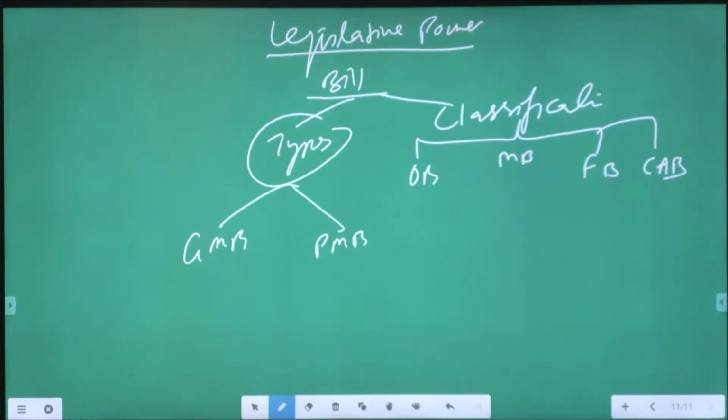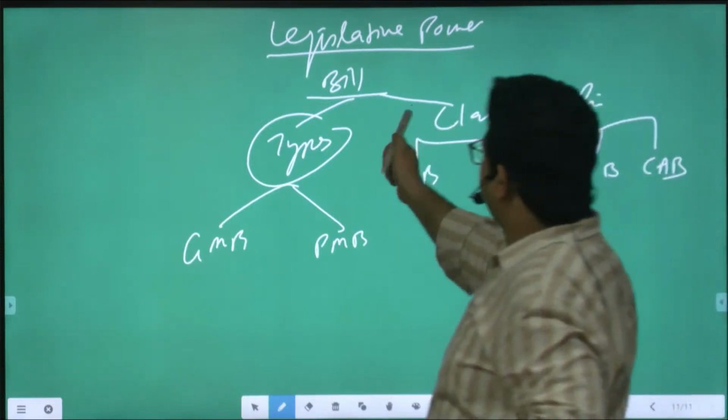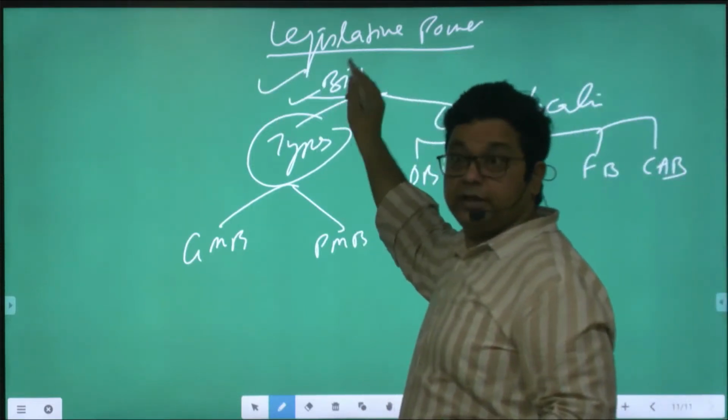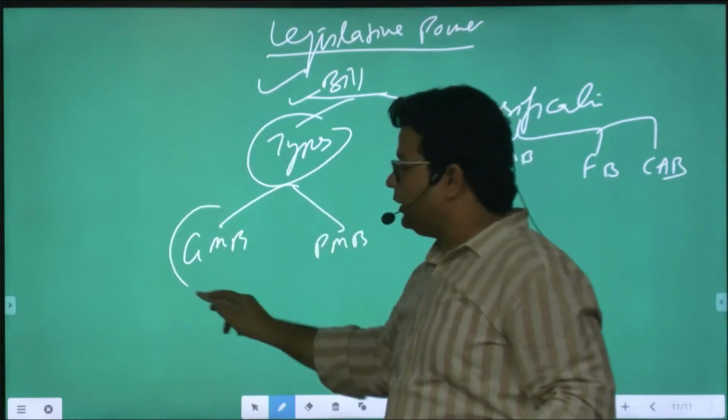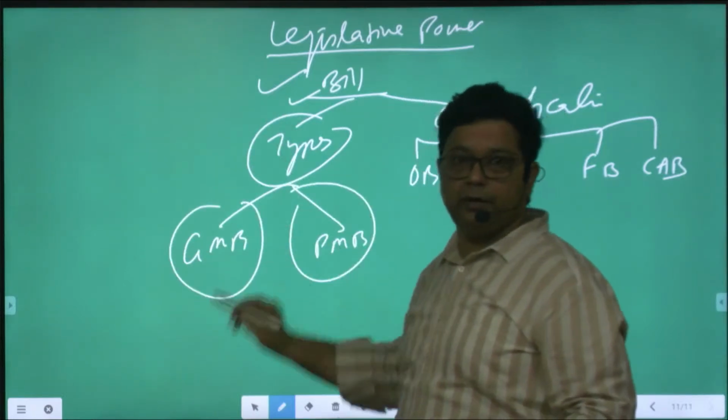Joint sitting always happens in case of disputes. Whenever there are disputes between the two houses, since Parliament is bicameral, how to resolve those disputes? It is a joint sitting. In which case it will be applicable and in which case it is not applicable, that we will all see. So in the legislative process we are going to discuss the types of bill: what is a government member bill, what is a private member bill.